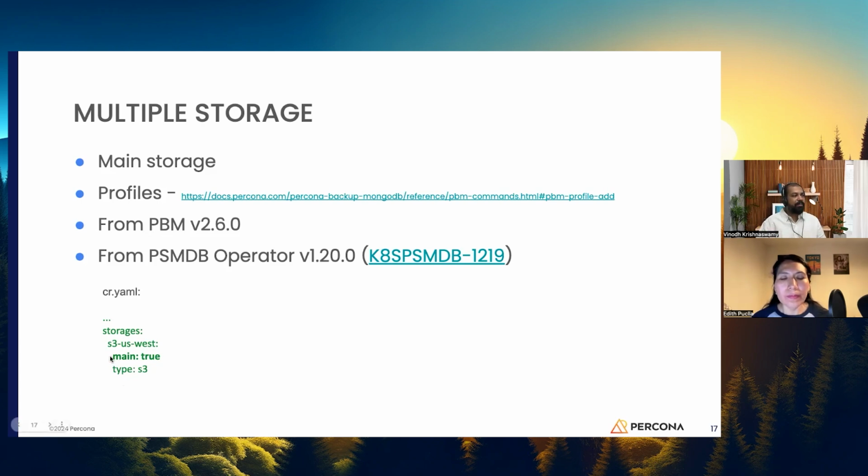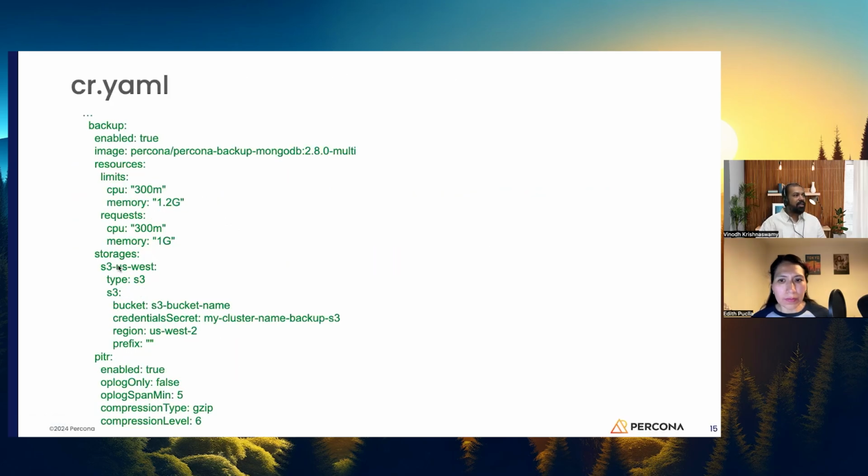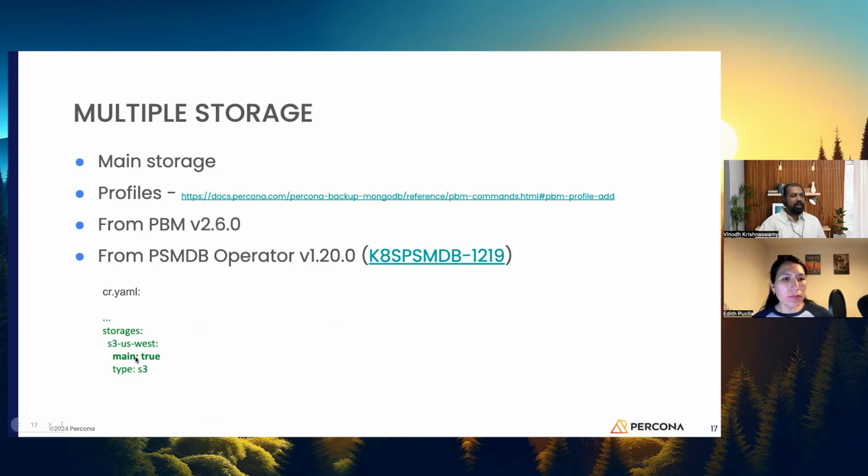And for example, if you want to use profiles, you need to mention in cr.yaml main as true under the storages. For example, under here, next to the type, you can mention main as true, so that it will understand that this storage type is the main storage one.